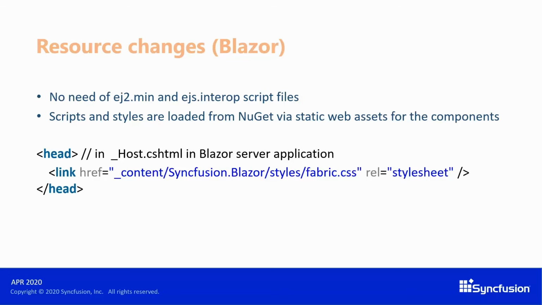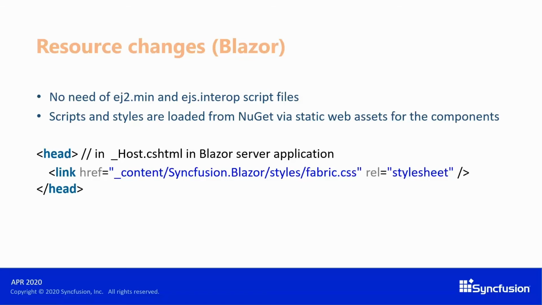host.cshtml file. So from this release, we have started loading the required scripts and styles as a static web asset through the NuGet package. So within the host.cshtml file, you can simply add the style reference from the Syncfusion.blazor package like this. So you no need to refer to the additional ej2.min as well as EJS interop script files from this 18.1.36 version.